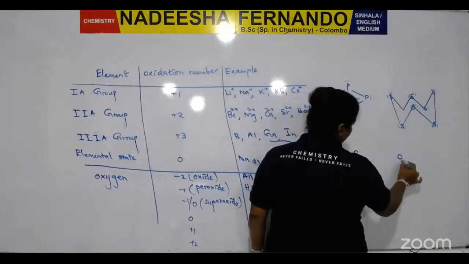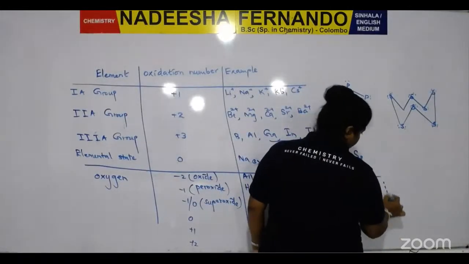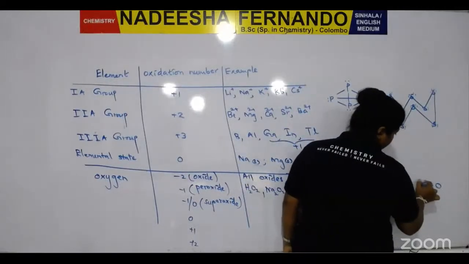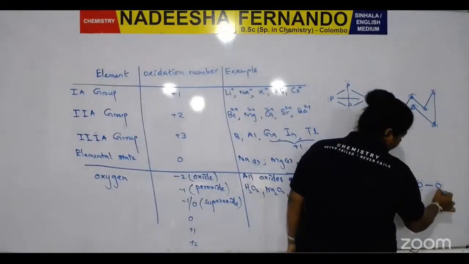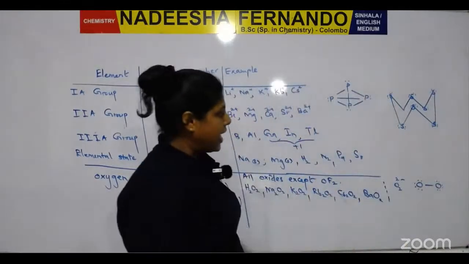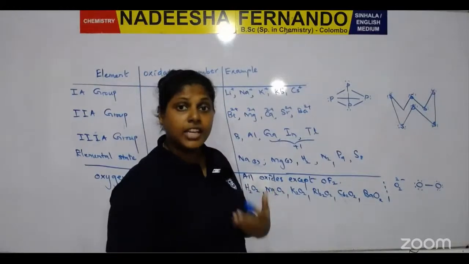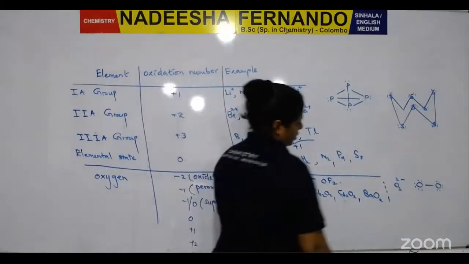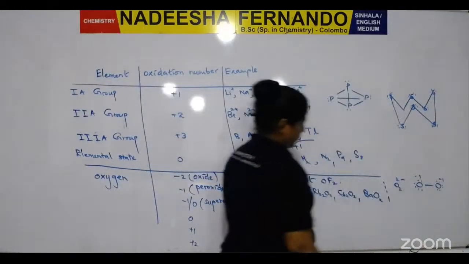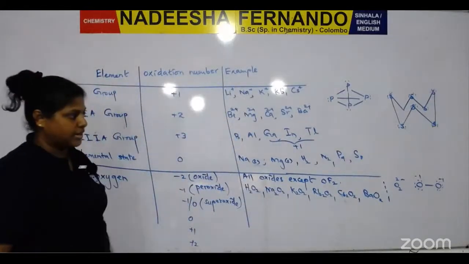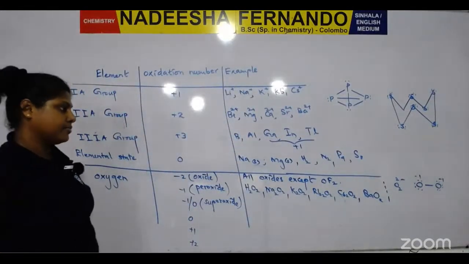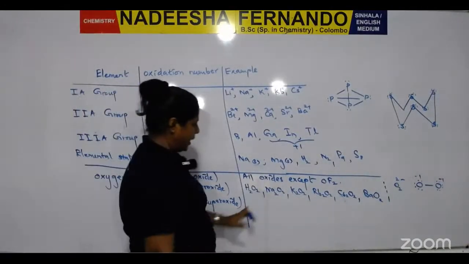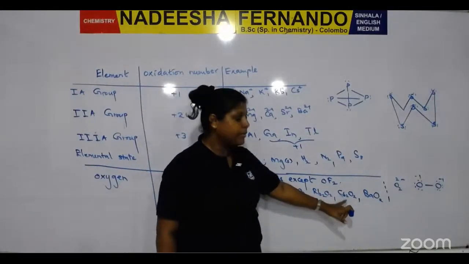So peroxide is O2 2 minus. Two oxygen atoms are combined with a covalent bond, and each oxygen has 7 electrons. Therefore, there is a 1 minus charge on each oxygen. That's why we take -1 for peroxide, O2 2 minus. Then superoxide is formed by potassium, rubidium, and cesium.